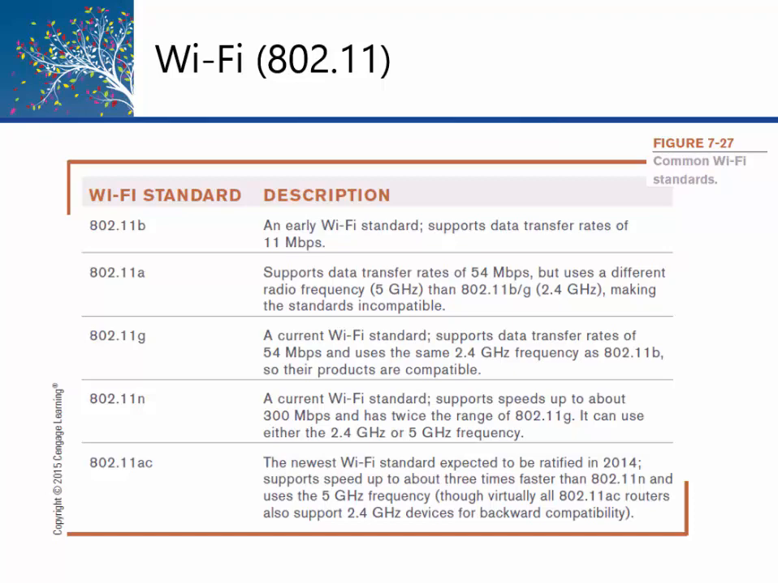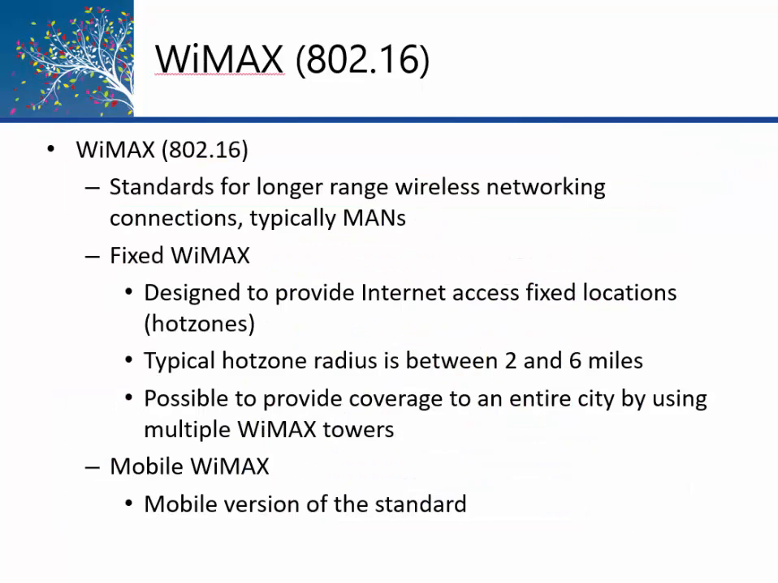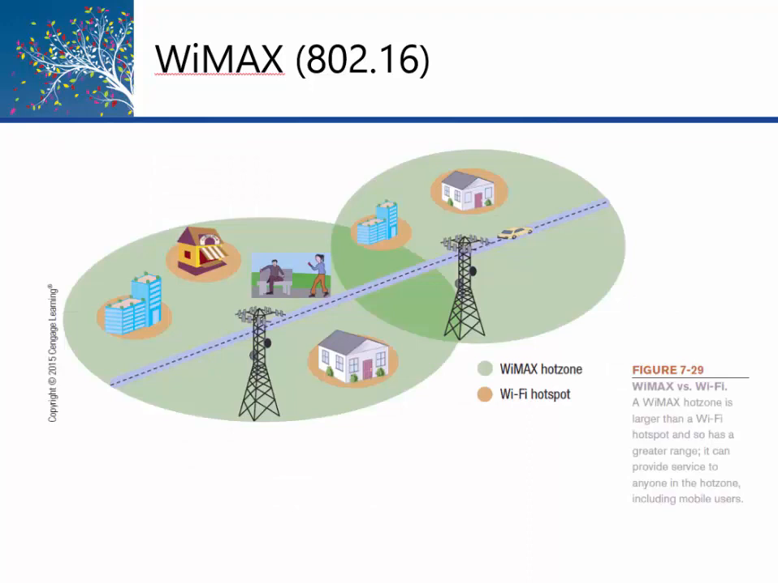802.16 is a little newer, not as common, but the idea here is WiMAX. It's also a wireless standard, but it covers a broader area than 802.11 Wi-Fi. This figure shows us 802.11 Wi-Fi and 802.16 WiMAX visually. We can see that the Wi-Fi hotspot just doesn't cover as big of a range as WiMAX does.